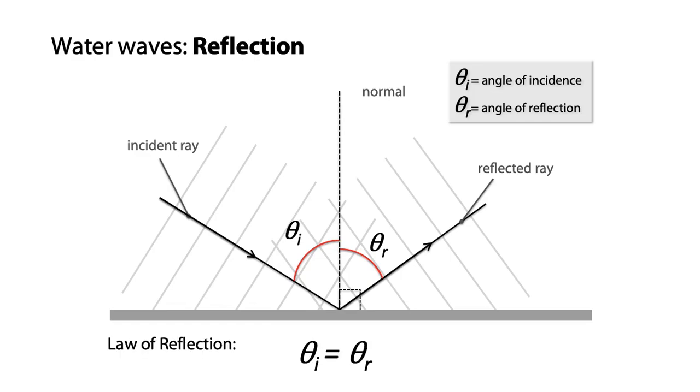And the law of reflection is pretty simple. You probably looked at this when you were younger. It's that the angle of incidence, measured between the incident ray and the normal, is equal to the angle of reflection, measured between the reflected ray and the normal.